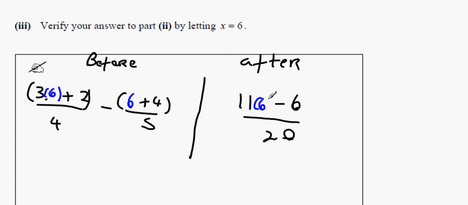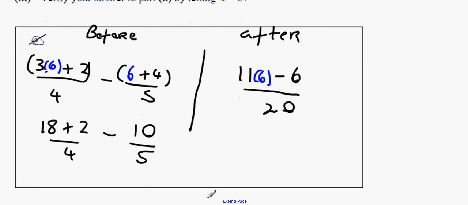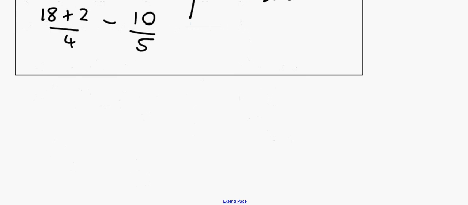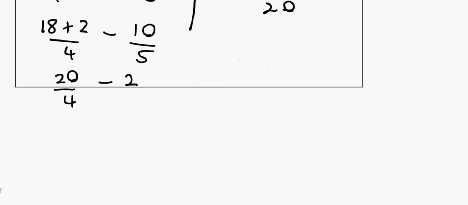Now because it's just like a makeover, before and after, it's still the same number, okay? So this should come out as the same answer, okay? So we're just going to try multiplying this out. So 3 times 6 is 18. 18 plus 2 divided by 4. Now this one here is going to be 6 plus 4 is 10, over 5. Okay, so what we can get here now is 18 plus 2 is 20. 20 divided by 4. 10 divided by 5 is 2. 20 divided by 4 is 5. 5 minus 2 equals 3. So if they are actually the same, they should both equal 3.